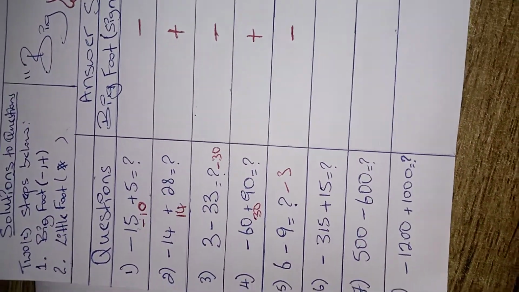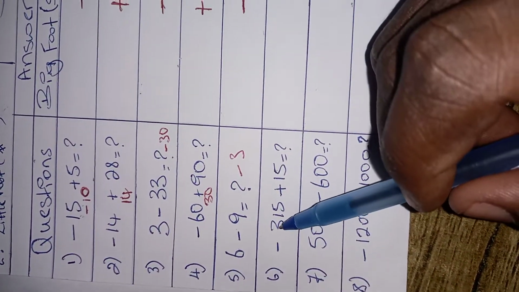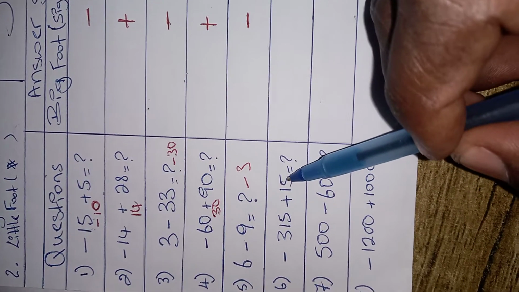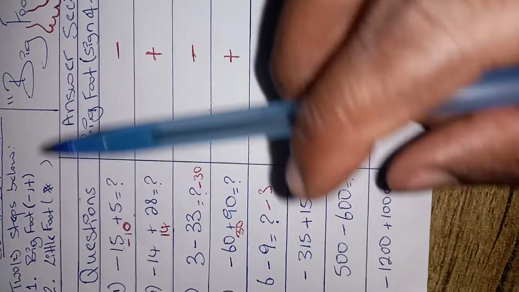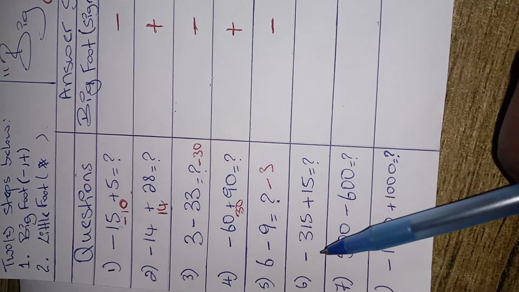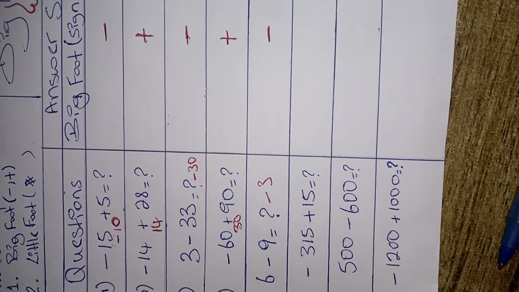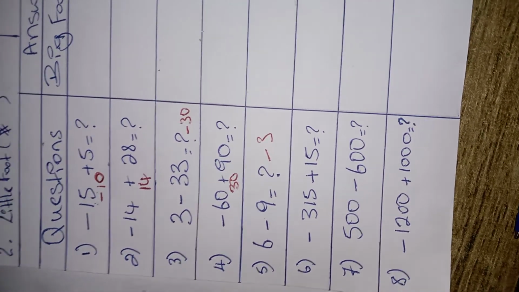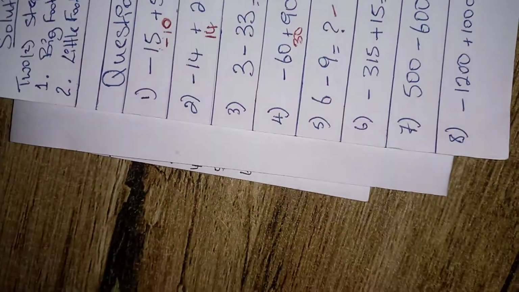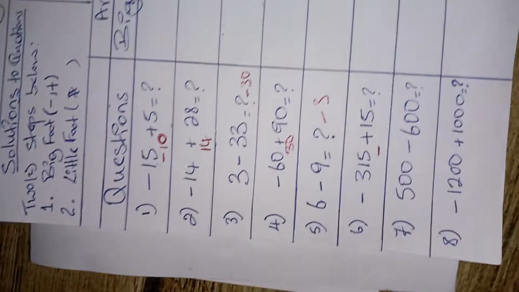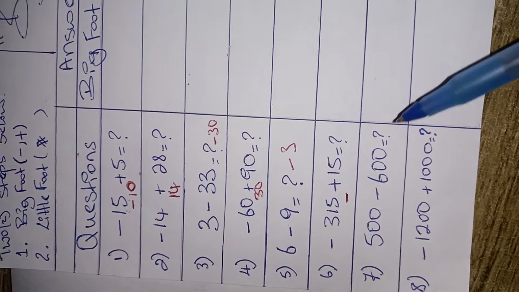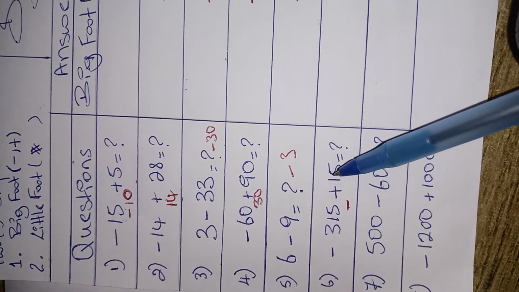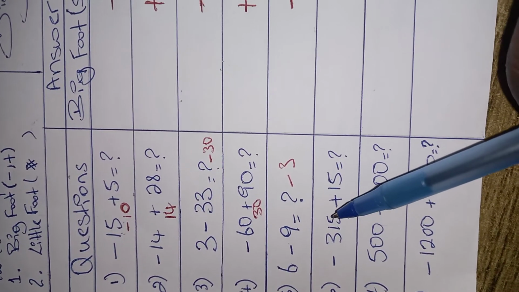Alright, now we have negative 315 plus 15. What sign is the answer going to carry? According to the song, Bigfoot has to do with the sign. So you look for the number with the biggest foot, which is 315. What sign does it carry? Is it negative or positive? That looks like a negative to me. So right away, we know the answer is going to be a negative number. But we don't know the number yet. So we go to the Littlefoot, and the Littlefoot says you take it away from the larger number. So 15 from 315 is how much?